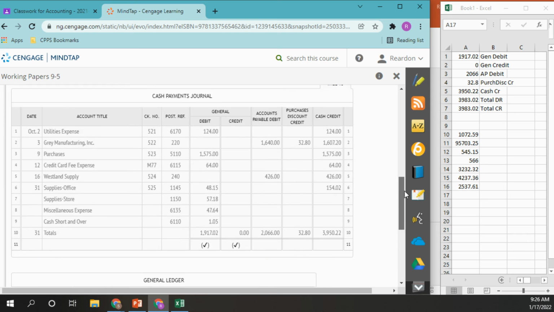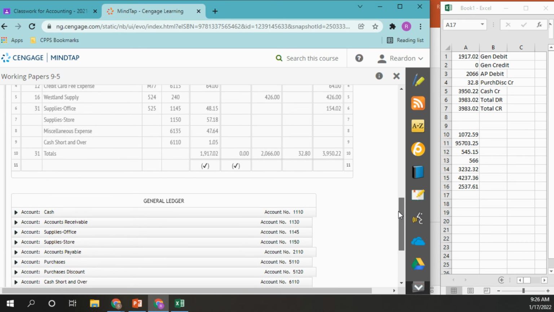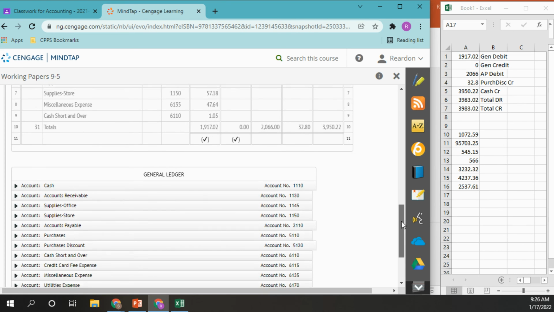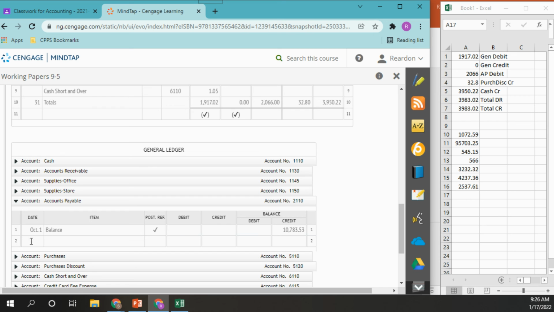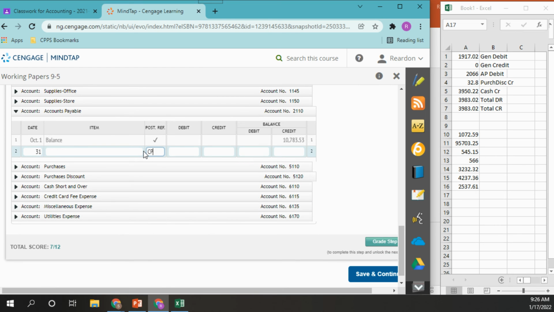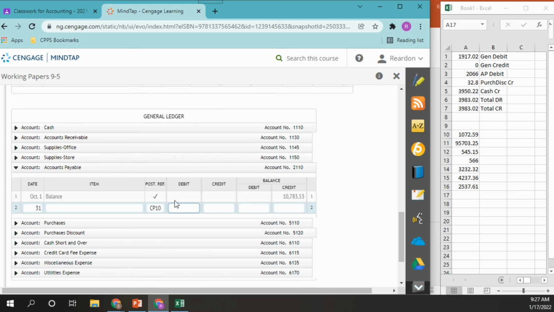All right. Next, I have my accounts payable debit. Now remember, I've posted all my individual entries to the accounts payable ledger. Now I'm posting the accounts payable debit column total to the accounts payable controlling account in the general ledger, 2066. So accounts payable on the 31st. This is cash payments. Wait, what page am I at? 10. There we go. Cash payments journal 10, 2066 debit.